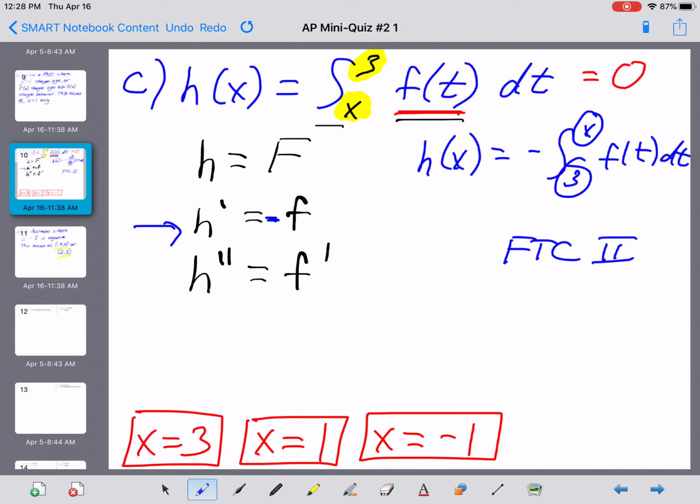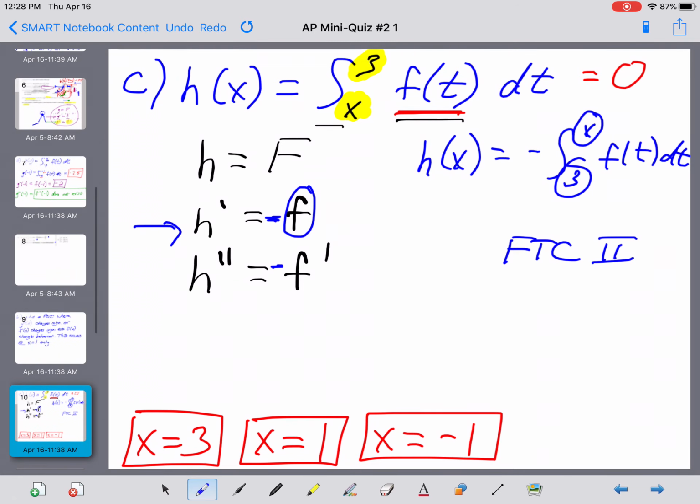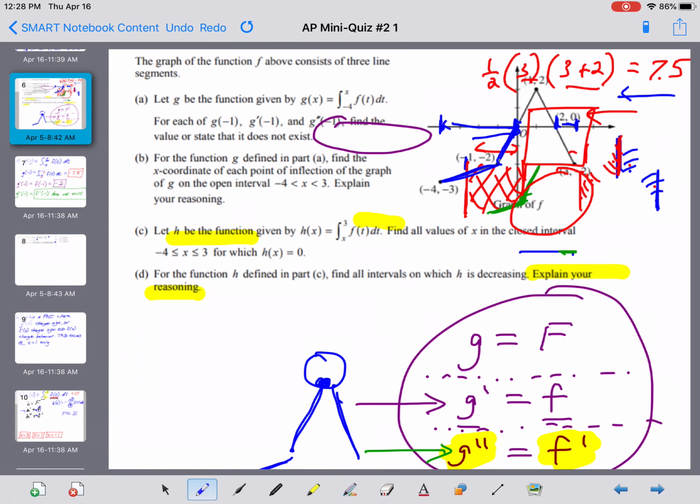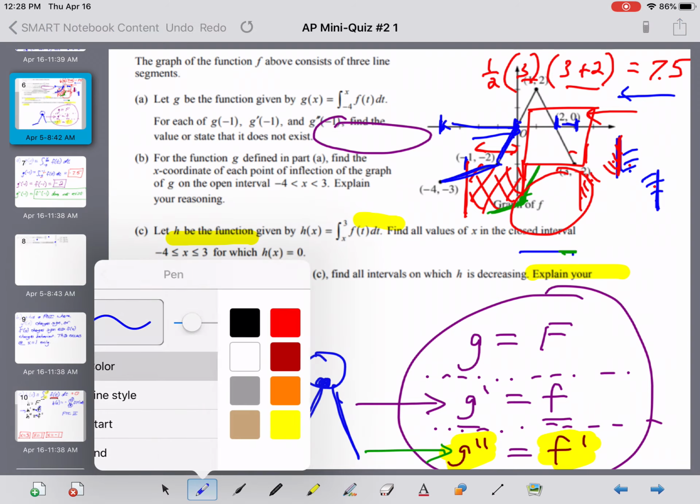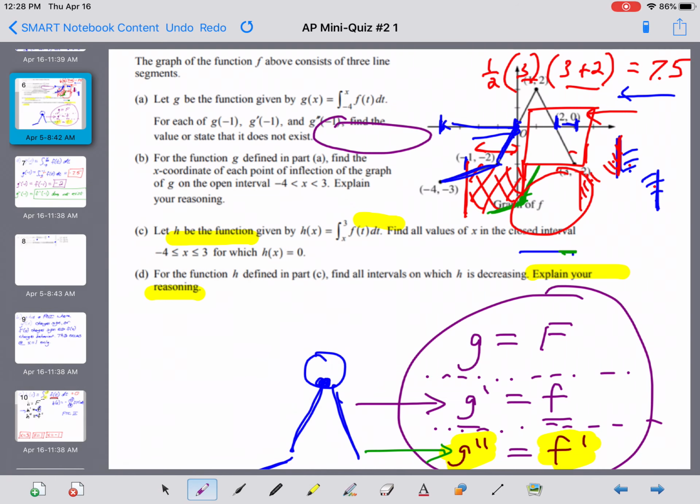H prime should have been the opposite of f, and h double prime should have been the opposite of f prime. So what that means, everybody, is we were looking at a spot for h prime to be negative. We actually wanted to know where f itself was positive. So that was my mistake, guys. I was looking for intervals on which this graph of f was negative, but what we really wanted, I'm running out of colors here, was just the spot where this graph was positive.